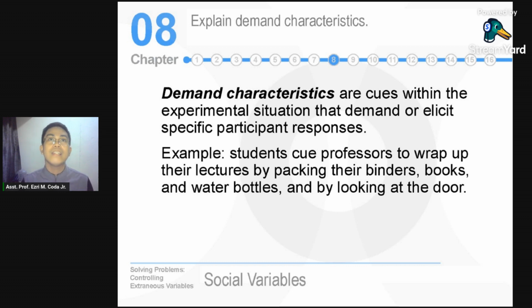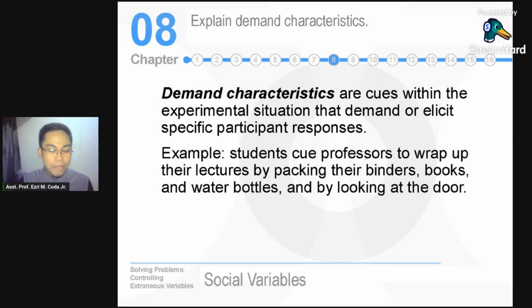Saka tingin na tayo ng tingin sa orasan or sa pintuan kasi gusto na natin umalis. Gusto na natin na matapusin ng professor yung kanyang lecture. So, in that queue, yung demand characteristic ng mga students, parang napoprompt minsan tayo, no, ng mga instructor na, okay, bilisan ko to kasi parang gusto na nilang umalis. So, that is demand characteristics.